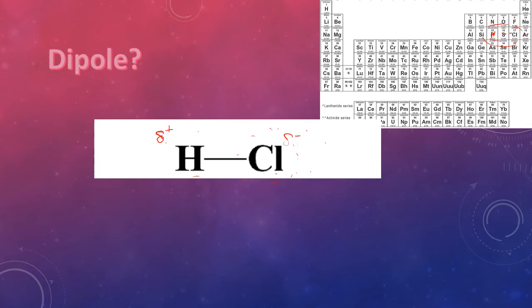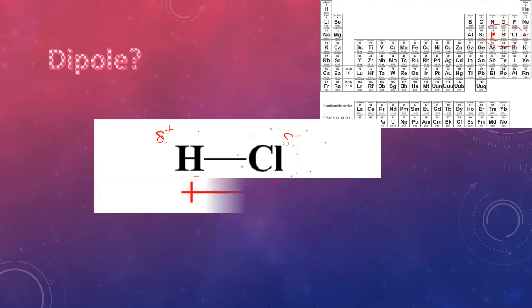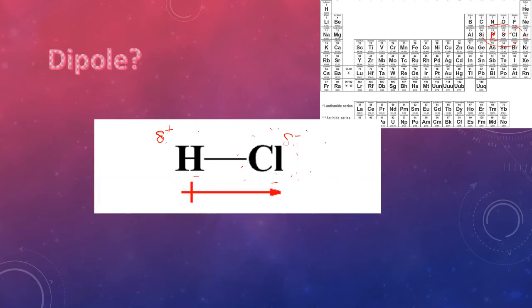So chlorine ends up with a lot more of the electron cloud than hydrogen. To indicate whether or not something has a dipole, you simply draw these two signs, or you can draw the dipole moment that looks like this, where we have the positive side here pointing towards the negative side.